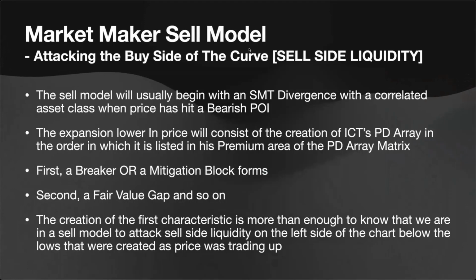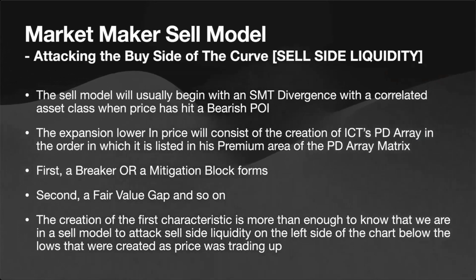Right. So the market maker sell model is essentially the same, but reversed. We're attacking the buy side of the curve, attacking sell side liquidity, looking at attacking the lows that price created as it was going up. The sell model will usually begin again with an SMT divergence with the correlated asset class when price has hit a bearish POI. So we're looking for the SMT divergence.